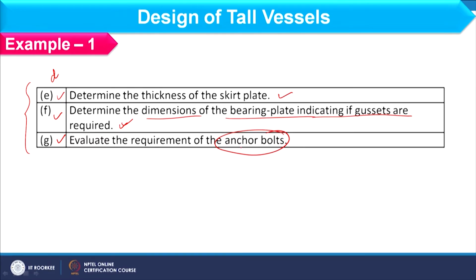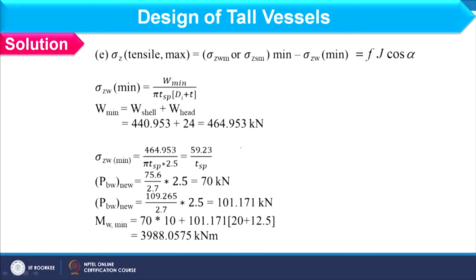Let us start with part E, that is the design of the skirt plate, in which we will calculate the thickness of the plate. If you recall the third lecture of this week, there we discussed the detailed design of the support, in which we focused on two stresses, tensile stress and compressive stress. We will consider the maximum condition of these stresses, calculate the stress for these conditions individually, and whichever is larger we choose as the final support thickness.